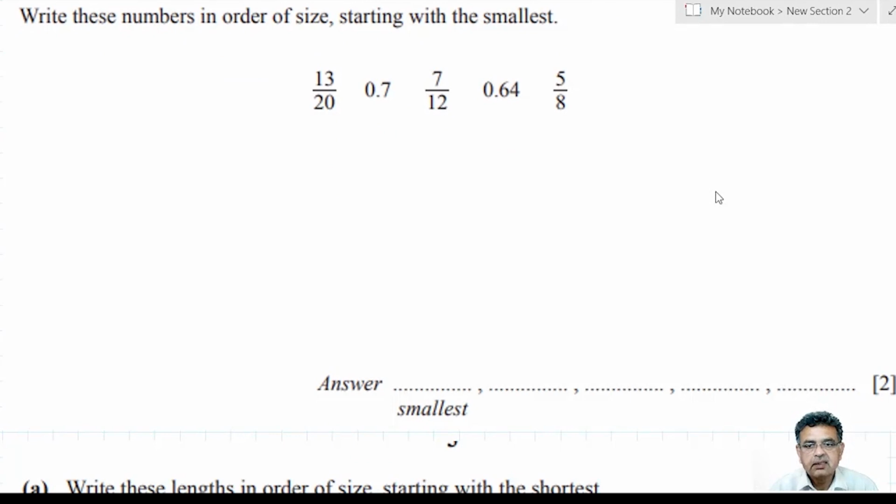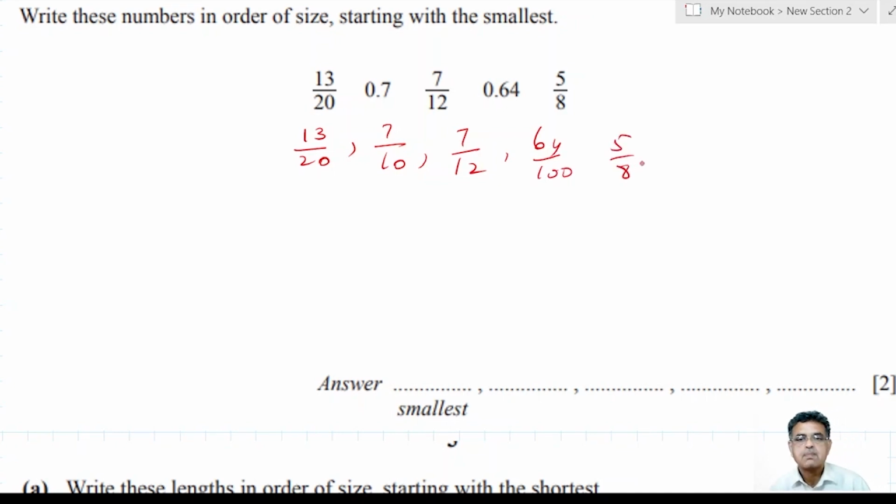Okay, once again, same type of question, but the way of writing is different. So we change them. First of all, some of them are in fractions and some others are in decimals. So change them to the same form. It is better to change them to fractions. This is 64 over 100 and 5 over 8.